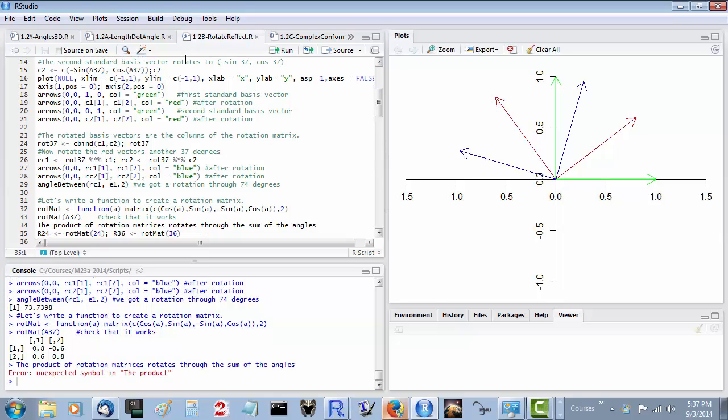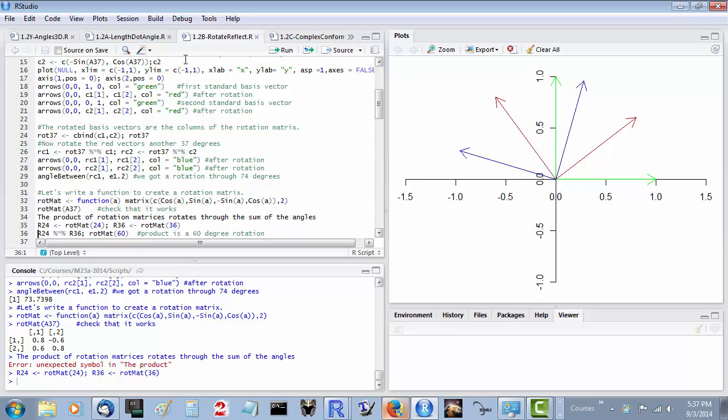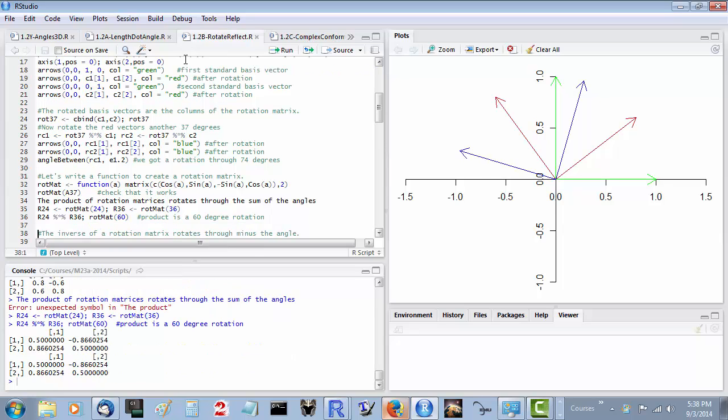Now let's check our idea that when we do two successive rotations, angles add. We'll make rotation matrices for 24 degrees and 36 degrees. We will multiply these two matrices together, and we will also calculate the rotation matrix for 60 degrees. And on discovering that we've constructed exactly the same matrix by both methods, we know that our conjecture was correct. When you form the composition of two rotations, the angles add.